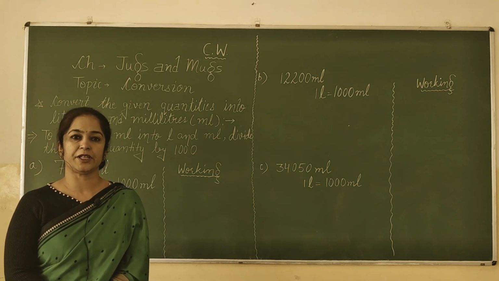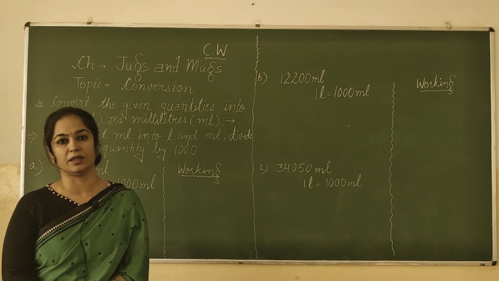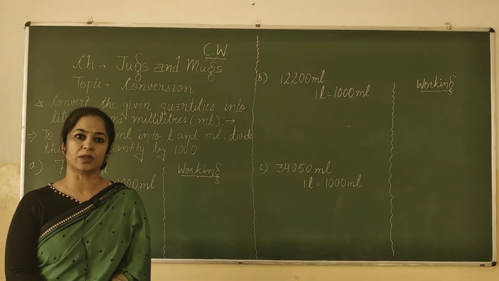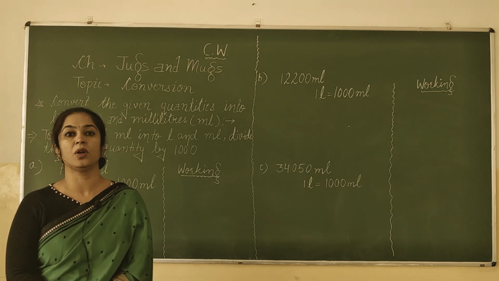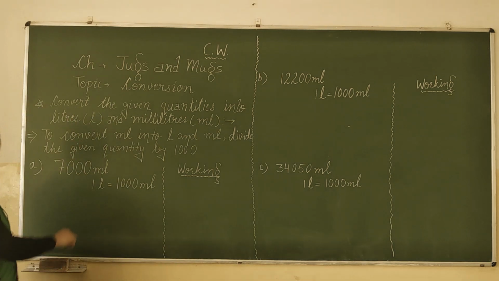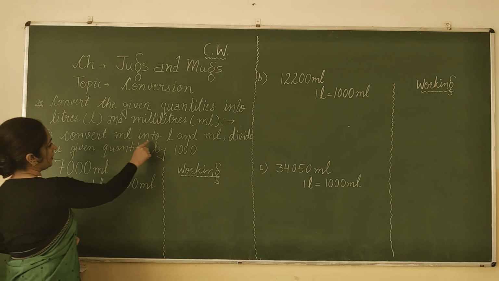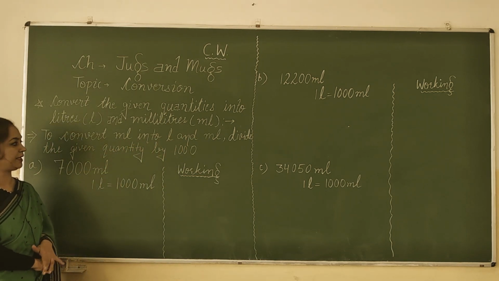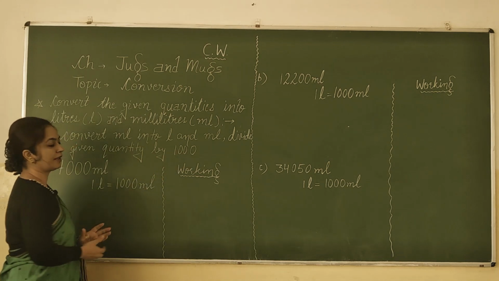In our previous video, we have learnt how to convert liters into milliliters. Today we will learn how to convert milliliters into liters. To convert milliliters into liters and milliliters, we will divide the given quantity by 1000.